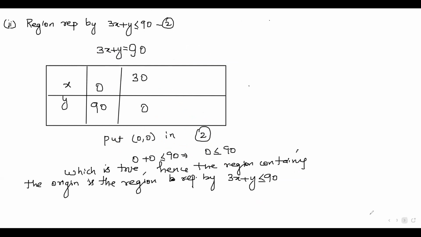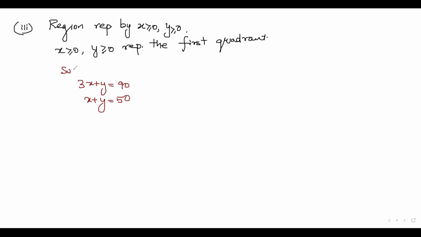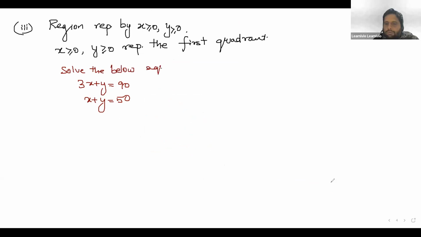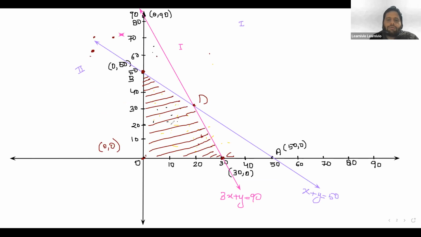Sir, if putting 0, 0 is true, then the bounded region will go on the upper side, right? Just give me a minute. Yes, the shade will go upside. What you're saying is, if putting 0, 0 gives us a true statement, then we have to shade the upper side. Upper side means from above the x-axis?